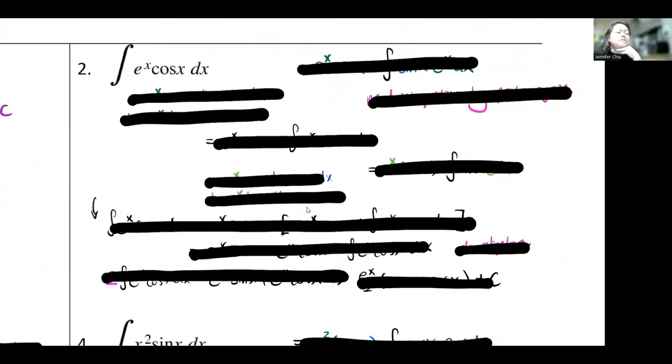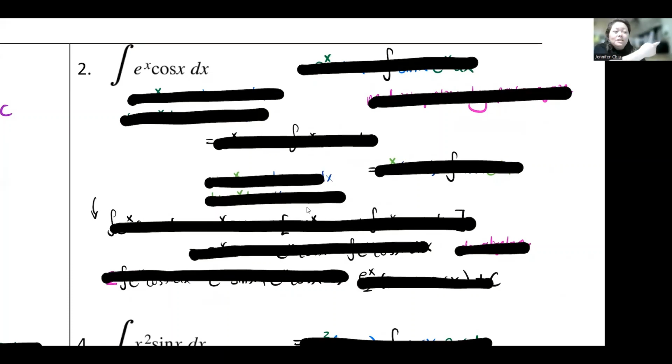So whenever e to the x is paired up with a trig function, this is something that happens very typically, and there's quite a bit of algebra involved. So let's take a quick look, all right? Actually, I think the cosine is a little more complicated because e to the x, if you take the derivative, is e to the x. If you take the integral, it's still e to the x. So that one, it doesn't matter if you set up e to the x as your dv or your u because you're going to get the same result. Whereas cosine actually changes as you take either the derivative or the antiderivative.